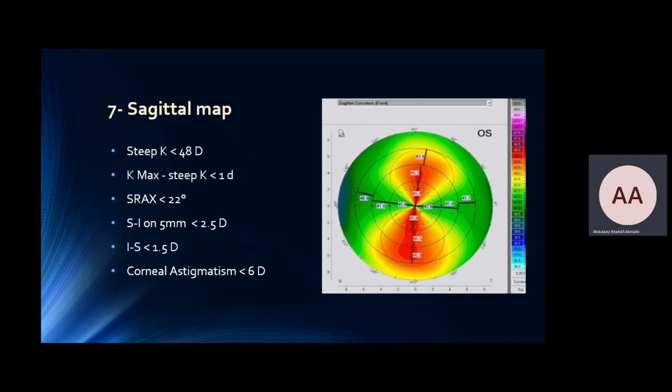Now coming to the four refractive maps again, for the sagittal map, after looking at the patterns, we'll look at the steep K. Normally it should be less than 47.2 or 48. K-max and steep K difference should be less than 1 diopter, and the skewing in the axis should be less than 22 degrees. Superior inferior difference, as we mentioned, should be less than 2.5, and inferior superior difference should be less than 1.5. Corneal astigmatism is normally less than 6 diopters.